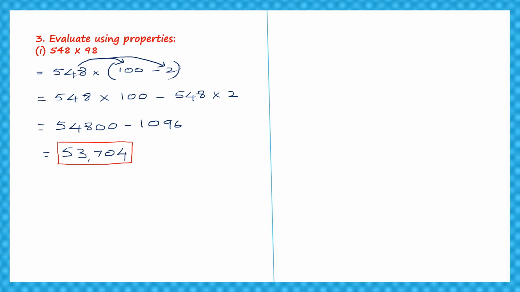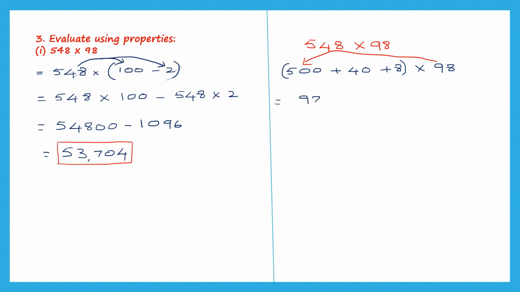Now we have another way of doing this. So let me write down the question. 548 into 98. Now I'm going to distribute 548. I'm going to make it 500 plus 40 plus 8. 548, I've expanded it. I've got 500 plus 40 plus 8 into 98. So now when you multiply, you first multiply 98 into 500. So let's do that. So this will be 98 into 500 plus.